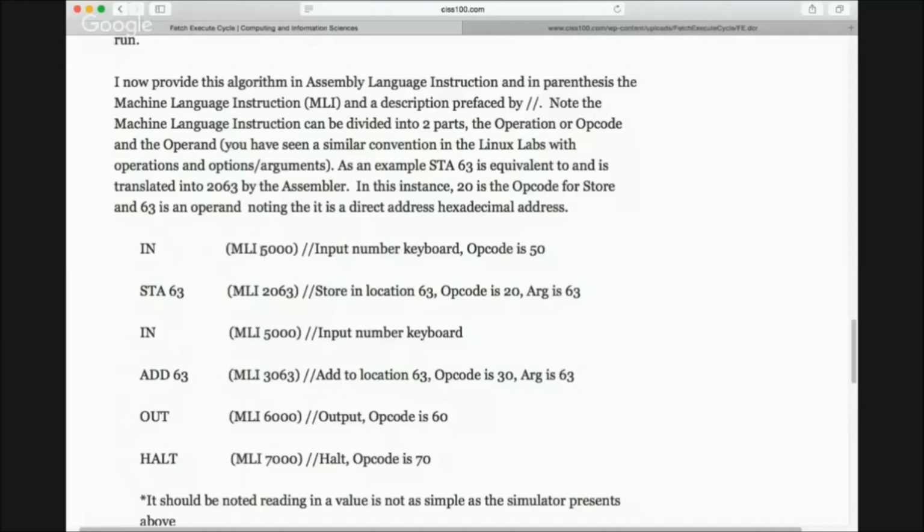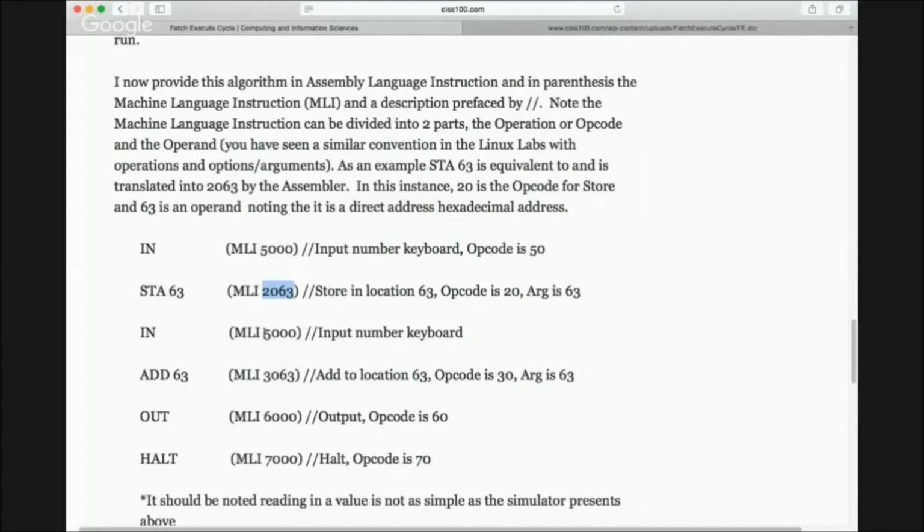Note that I've included the machine language instruction here. The machine language instruction for IN is 5000. The machine language instruction for STA 63, or store 63, is 2063. Again, IN is 5000. ADD 63 is 3063. These are the machine instruction set. So when engineers design this, they're actually ascribing these codes for every operation that the machine itself, the CPU, can execute.